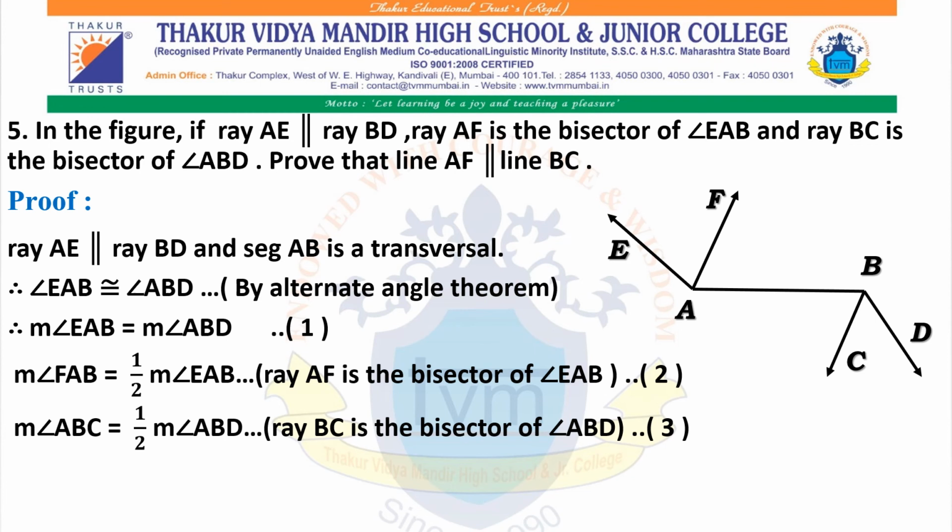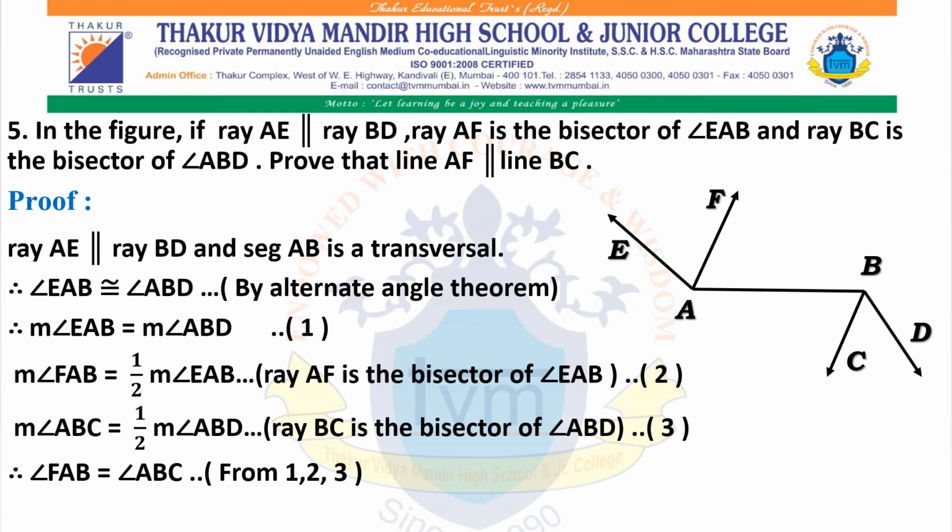Now you can look at this figure. Ray BC is the bisector of angle ABD. Therefore measure angle ABC equals half of measure angle ABD. We'll consider this equation number 3. Now look at equations 2 and 3. Their right hand sides are equal. EAB and ABD are equal, that we proved in equation number 1.